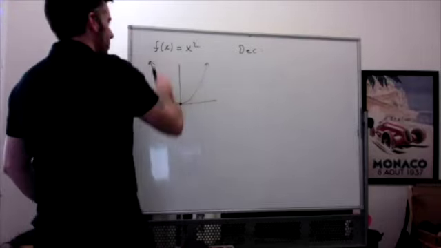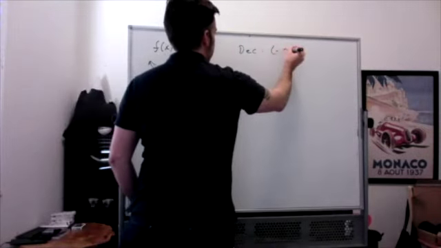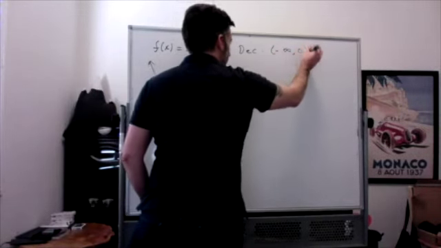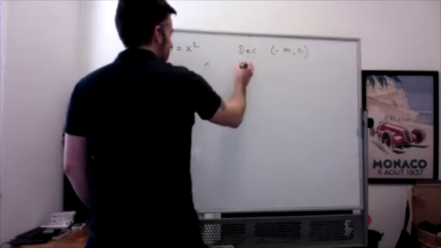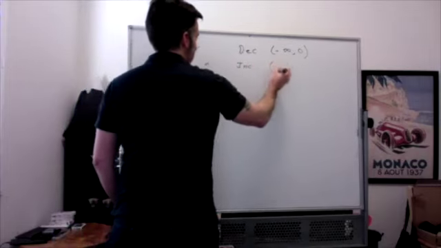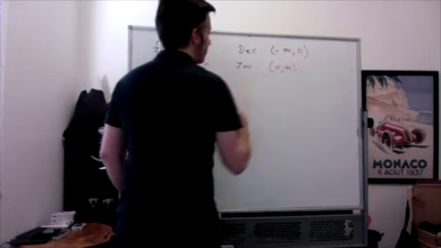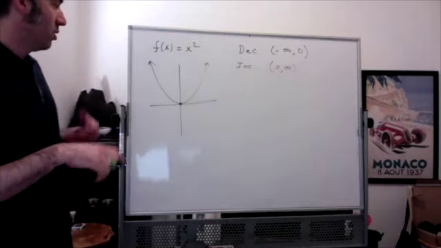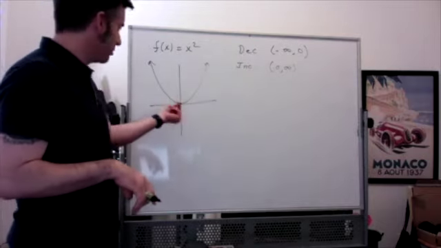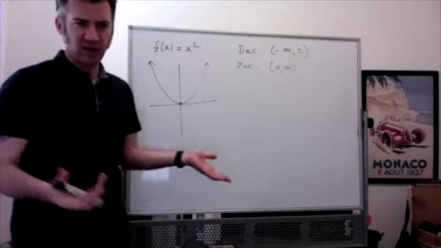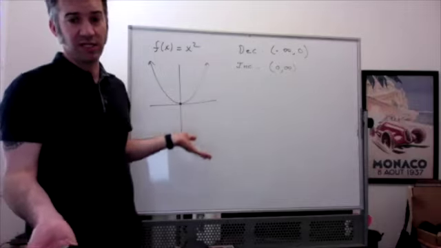So this function is decreasing on the interval from -infinity to 0, exclusive, and it's increasing on the interval from 0 to infinity. And what I should mention here is that the point 0, 0 is neither increasing nor decreasing, right? 0, 0 is an extrema.